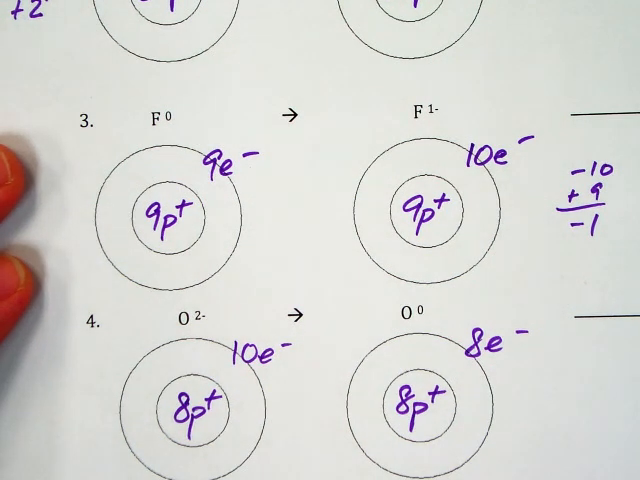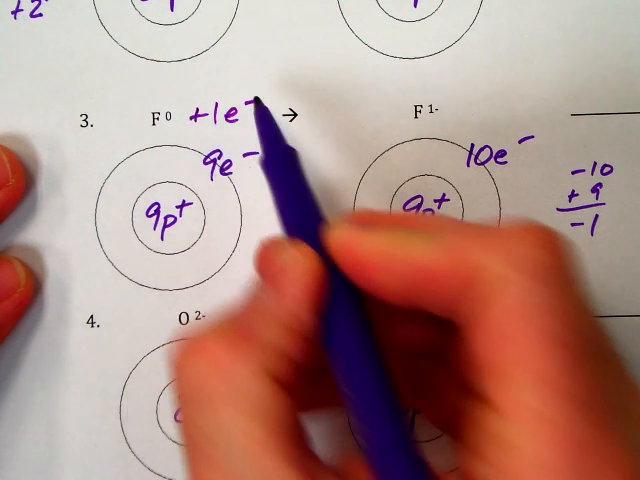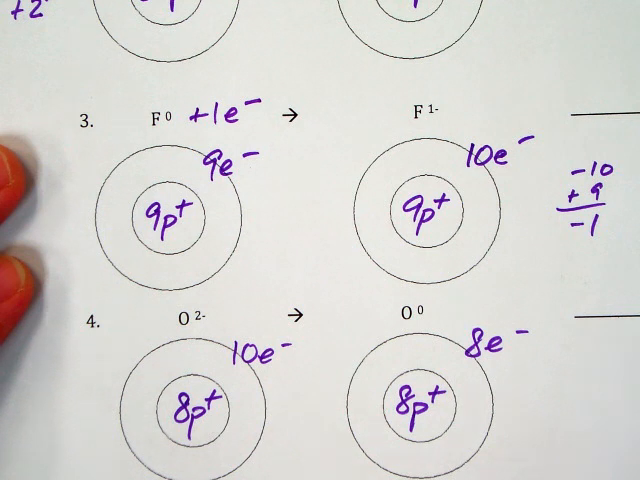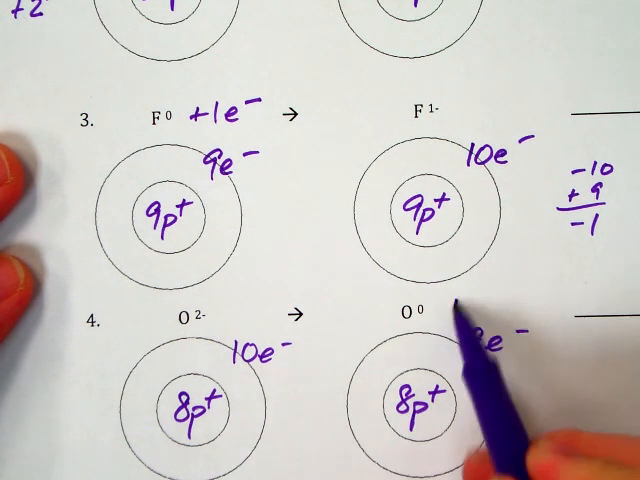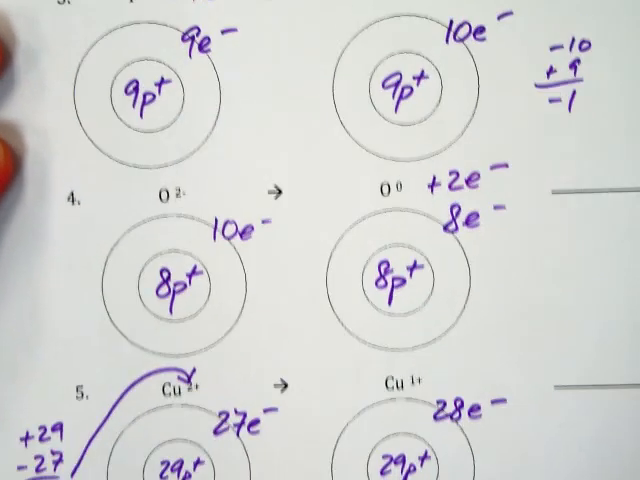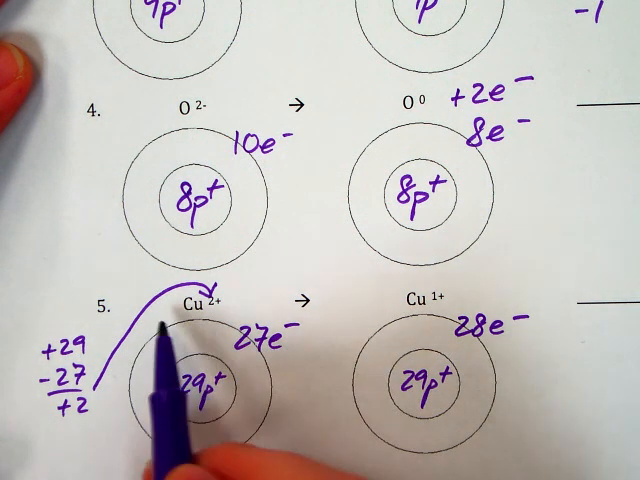All right. Now that you're back from pausing the video, we should add 1 electron on the left-hand side. So we have 1 plus 9, which is 10. You have 10 on each side. For number 4, since we have 10 here and 8, we're going to have to add 2 electrons here. And then for number 5, we have 27 electrons to 28, so we're going to add 1 more on the left-hand side.